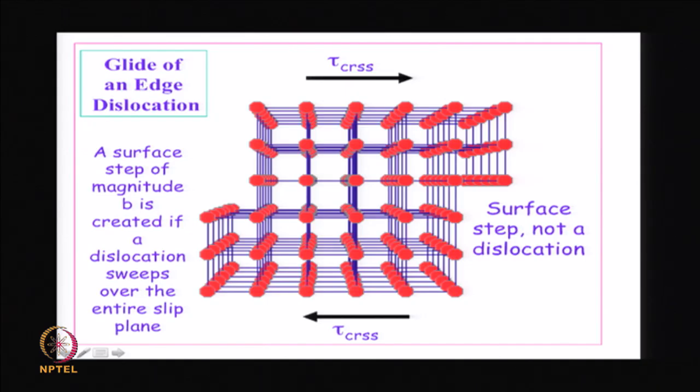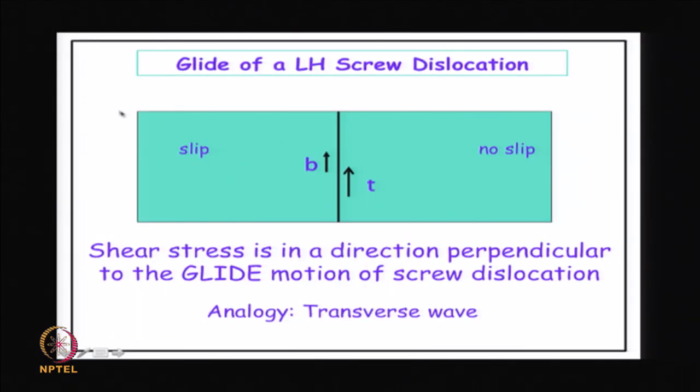So, now I have tried to show you a screw dislocation. This is the slip plane and this is the boundary which divides the slip and the no slip parts of the crystal, and I am showing that the Burgers vector and the t vector are parallel, which in our convention will give us a left handed screw dislocation. Now, if I want to make this dislocation move, I will have to apply a shear stress.